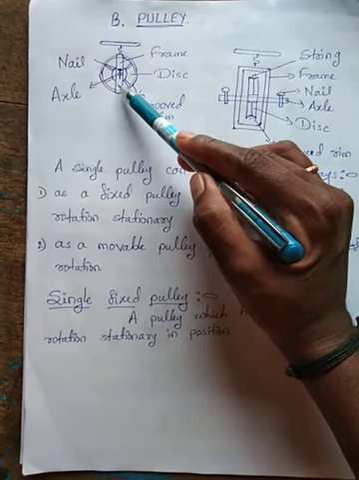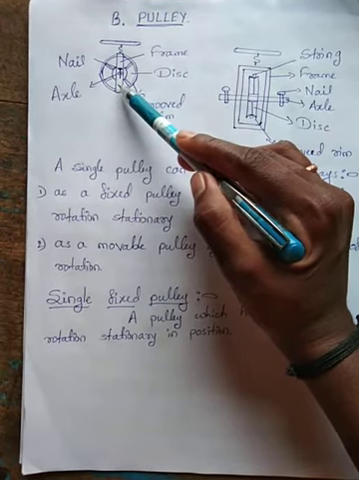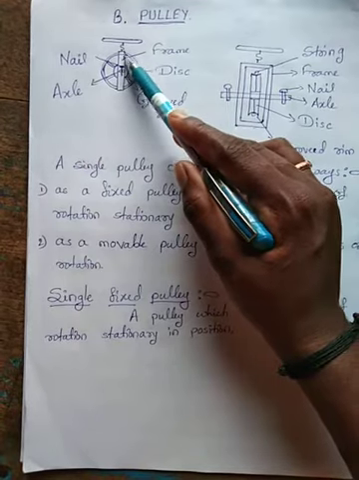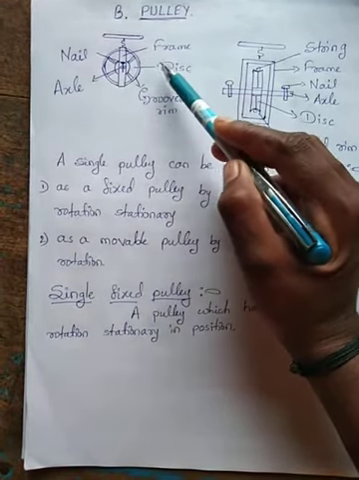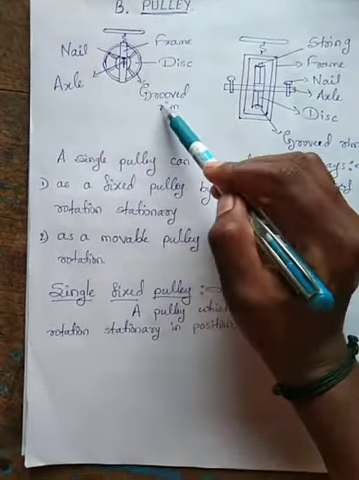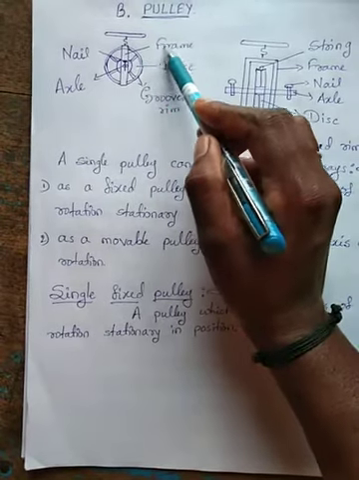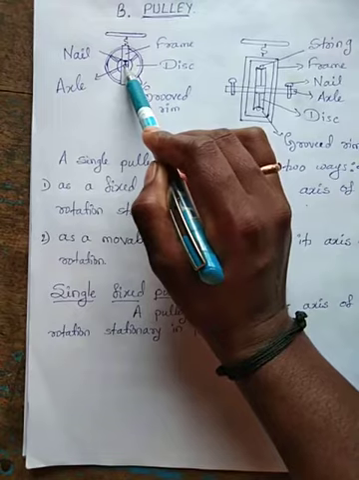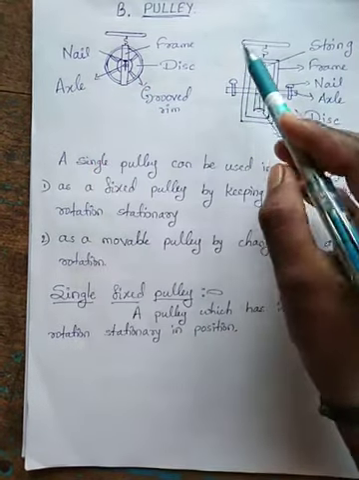The axle is fixed rigidly to the frame by means of a nail. This is a disc, and this is the grooved rim, and this is a frame. Here is a nail. This middle center portion is the axle.